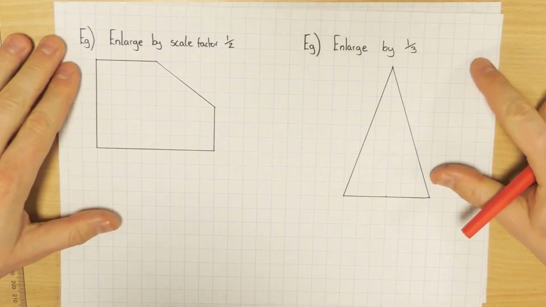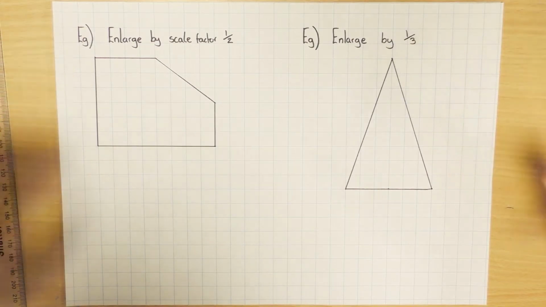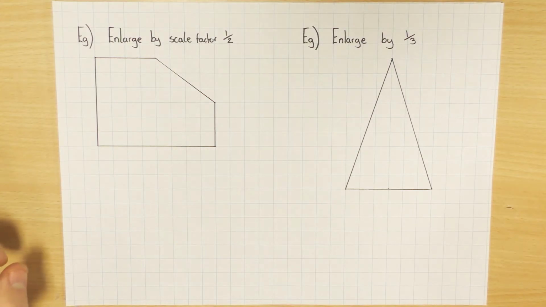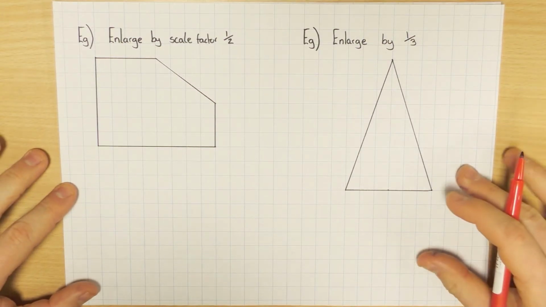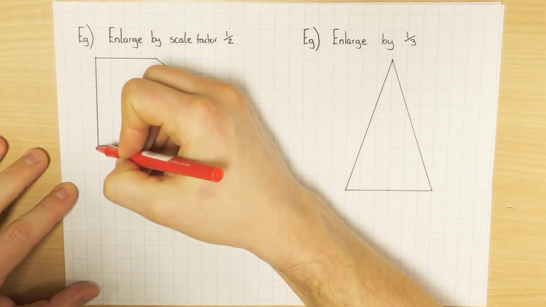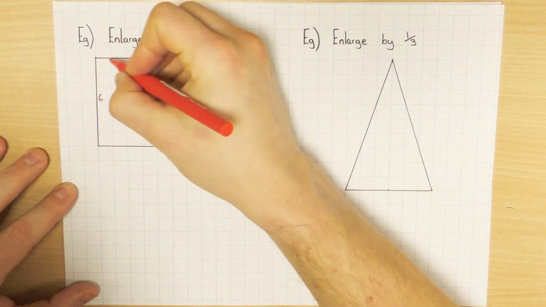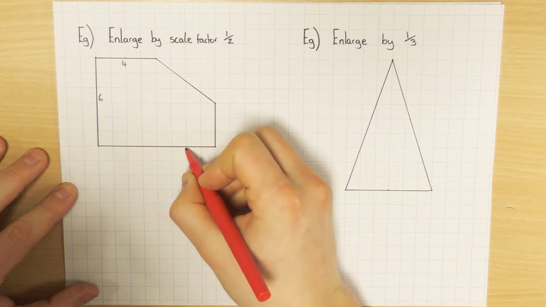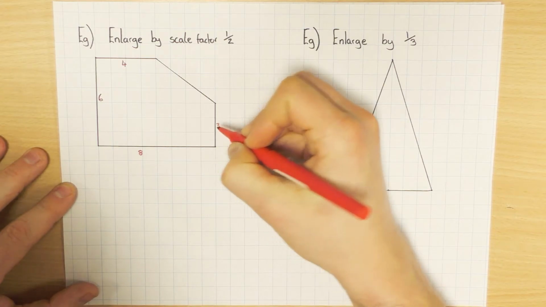So here we have the next two, and this time we have a scale factor of 1/2. So when it's a scale factor of 1/2, it means that it's getting twice as small. We essentially divide everything by 2. The same strategy applies. Count how many squares you got, or how big the sides are. So 1, 2, 3, 4, 5, 6. So that one is 6. 1, 2, 3, 4. That one is 4. 1, 2, 3, 4, 5, 6, 7, 8. That one is 8. And that one there is 3.